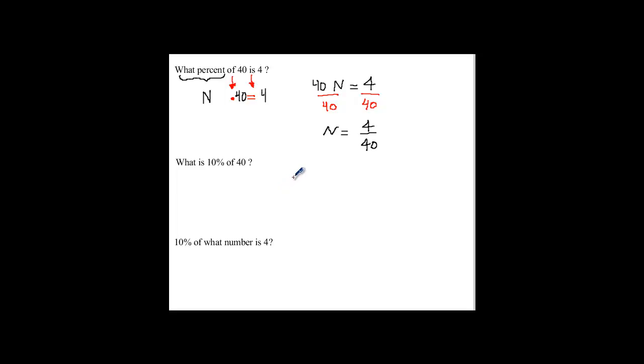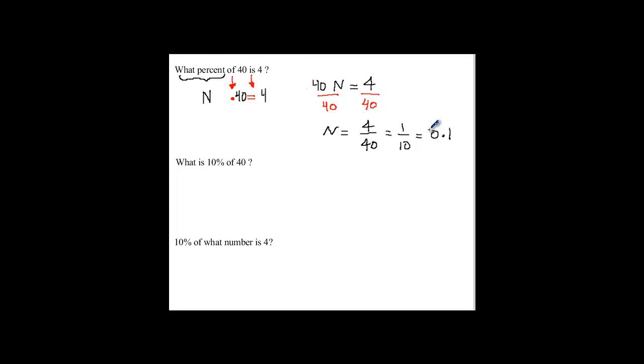So what is 4 over 40, Richard? 1 over 10, so it's 0.10. Right, 0.1 or 1/10. So it says what percent.